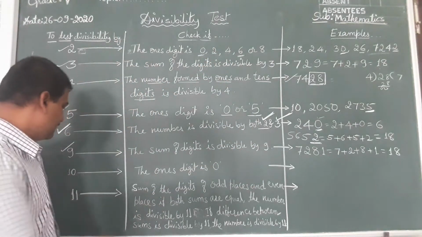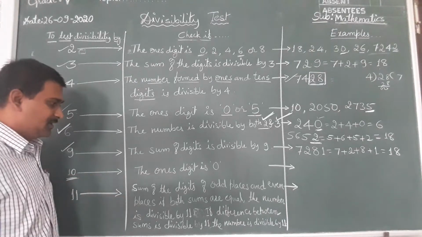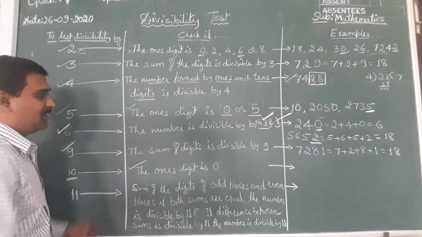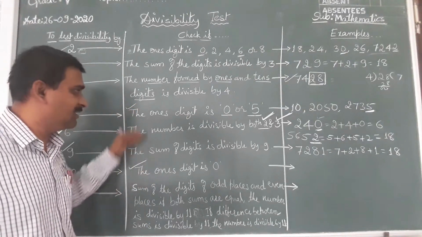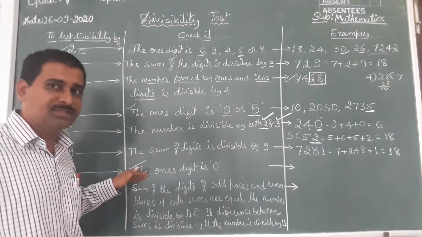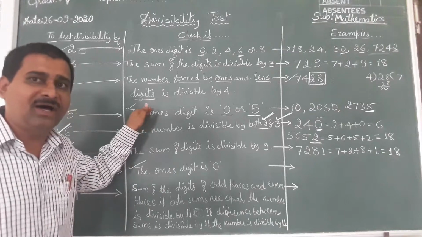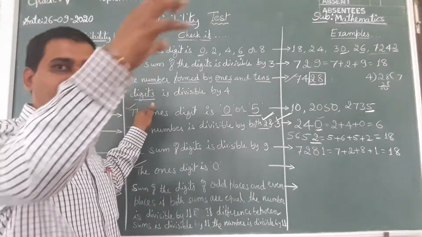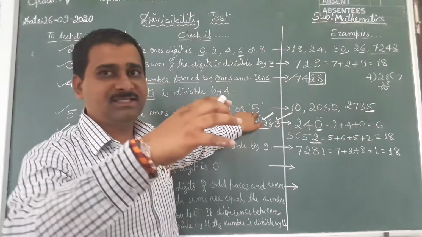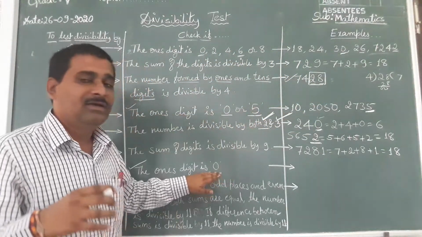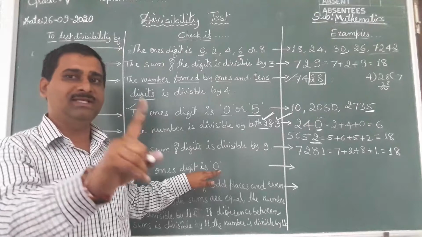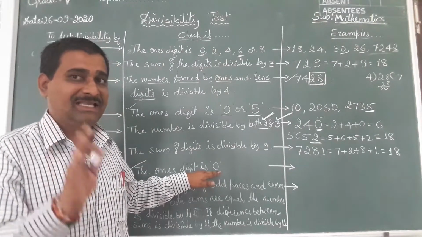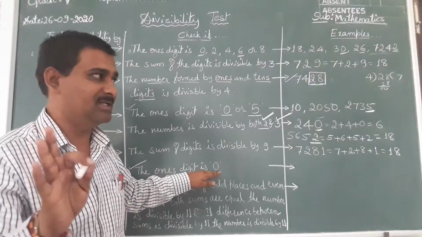Okay. Divisible by 10. This divisibility and the divisibility of 5 both are almost the same. I am not saying exactly the same, almost the same. In divisibility of 5, you will see the ones place. If you find 0 or 5, then it is divisible by 5. Here in the ones place, only 0 should be there. Other than 0, if you find, it is not divisible by 10.